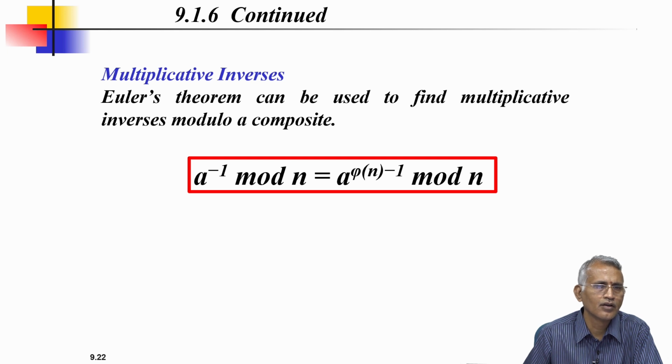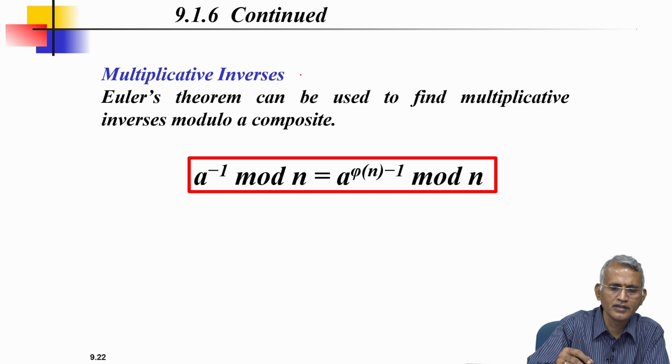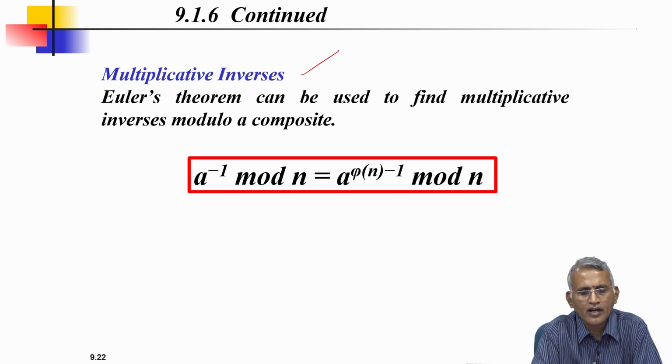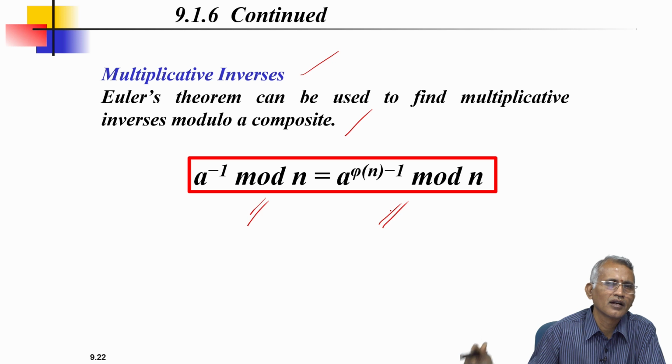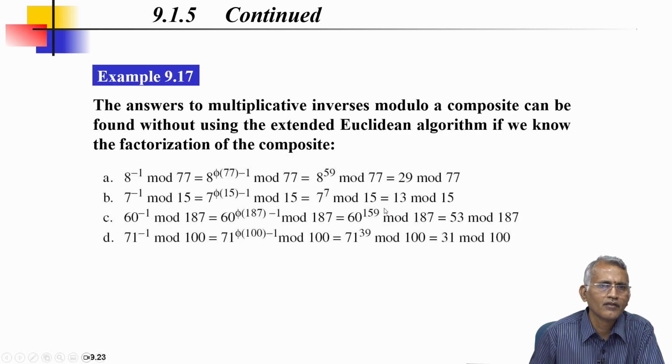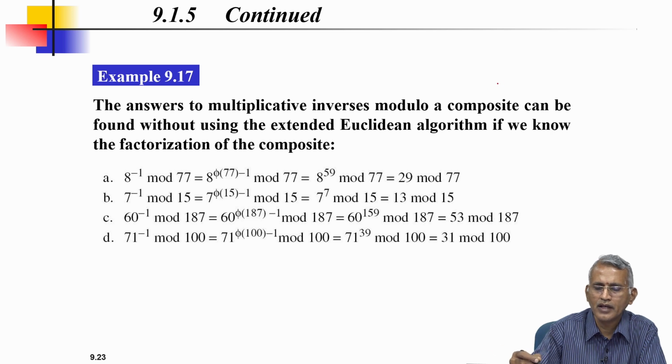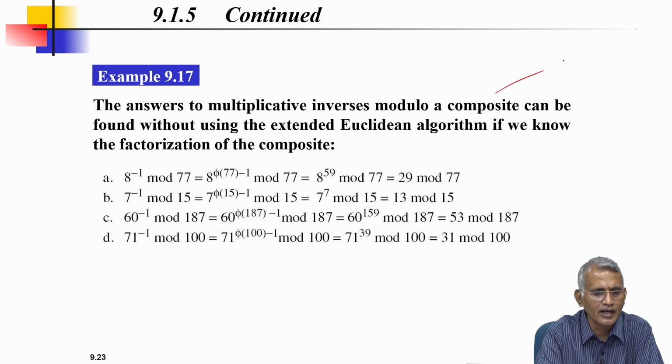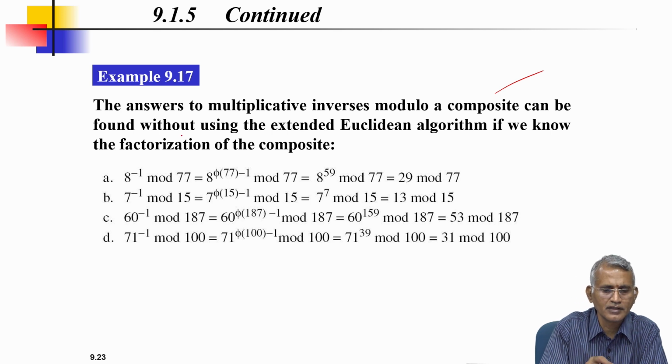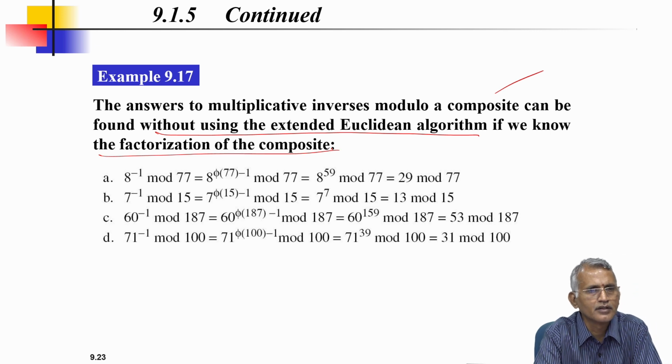Next we will discuss multiplicative inverses. Euler's theorem can be used to find the multiplicative inverse under modulo a composite, that is, a power minus 1 under modulo n is equivalent to a power phi of n minus 1 under modulo n. For example, a multiplicative inverse under modulo a composite can be found without using the extended algorithm if we know the factorization of the composite.